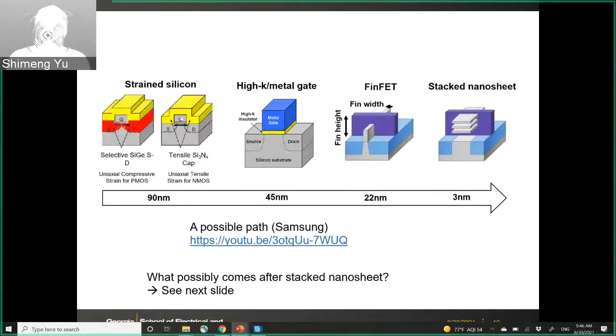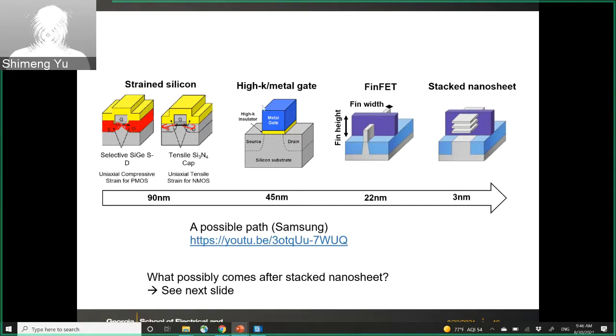And also for the NMOS, there will be a silicon nitride capping layer on top that will introduce so-called tensile strain. That means we are going to push away the channel, stretch the channel. This can improve the electron mobility. So here, strained silicon was used in 90 nanometer and all the way down to today's transistors. All the generations use strain engineering.